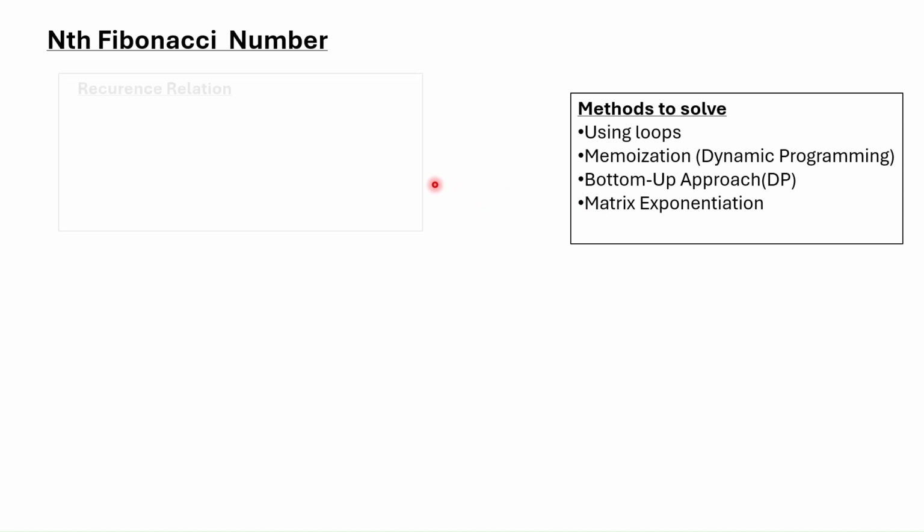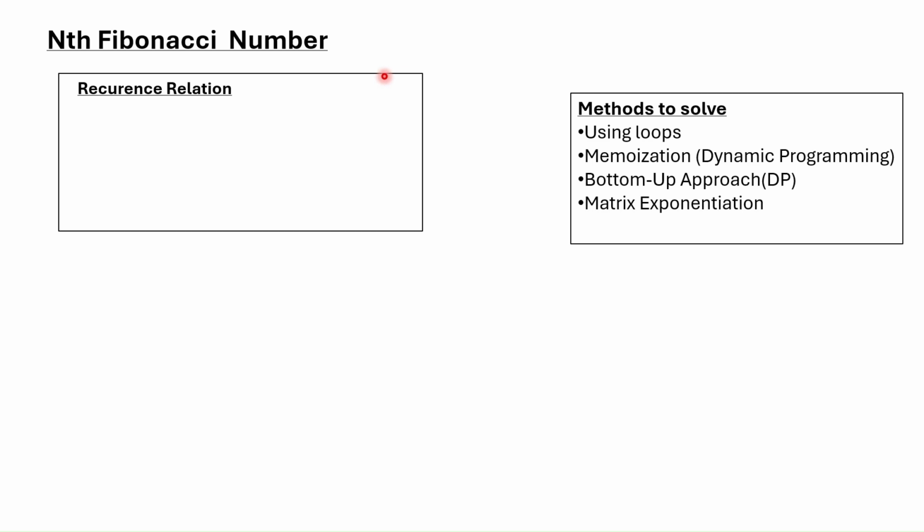So let's now write the recurrence relation of this problem. So what do we know? We know that Fibonacci of 0 is 0. Let's name it as equation 1. Fibonacci of 1 is 1. Let's name it as equation 2. Then Fibonacci of 2 is the sum of previous two terms, and that is 1 plus 0, and that is 1.